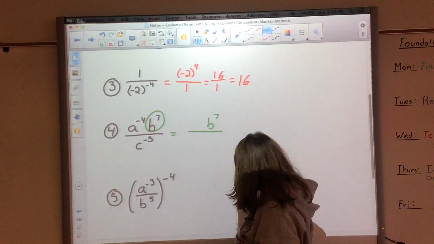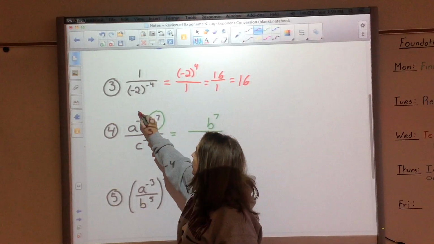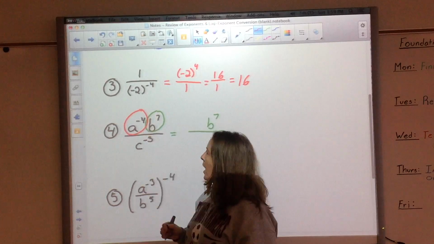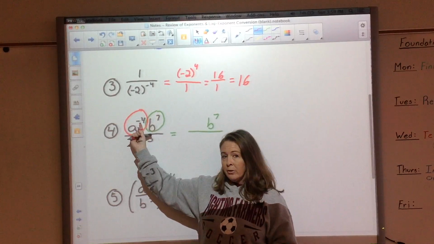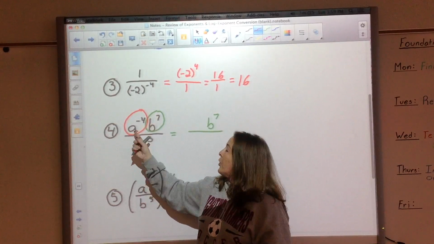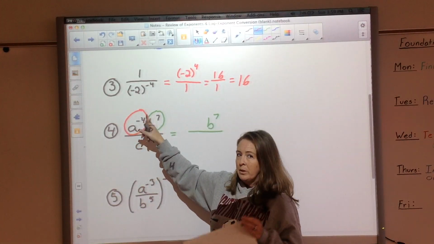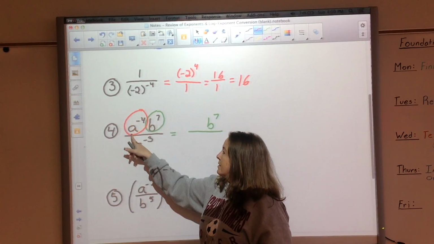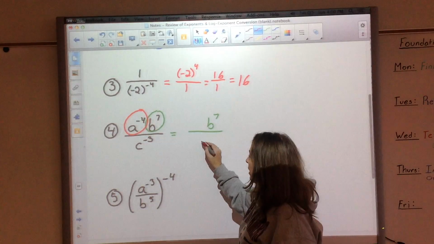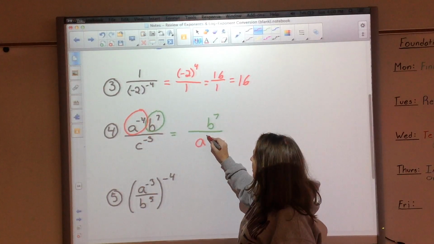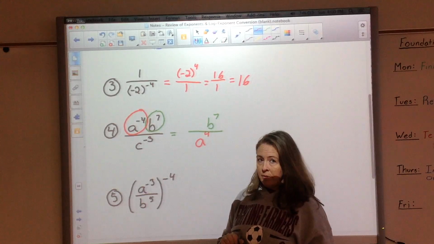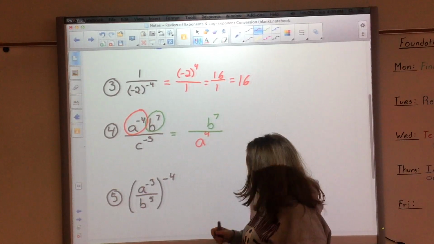No change needed. However, if we look at this a to the negative 4th power, that negative exponent tells me I need to move it. So the base stays the same, the exponent stays the same, except that we lose the negative. So we're going to take this entire piece and we're going to move it to the bottom and lose the negative exponent. Exponent stays, just lose the negative.